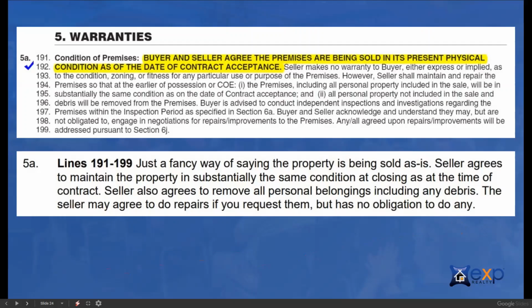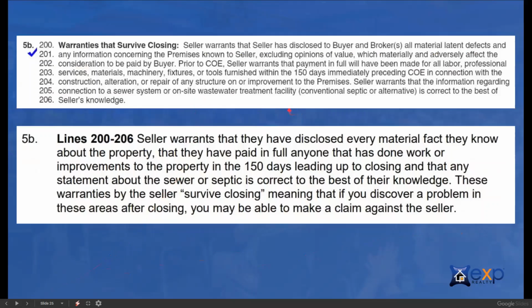Yep, I do. There are certain parts of certain things that were considered to be warranted by the seller if they existed at all, but we changed that a few years back. So, okay, Section 5B, warranties that survive closing.